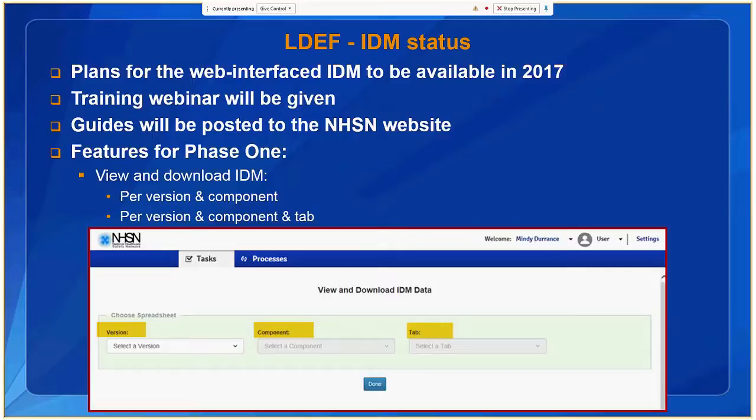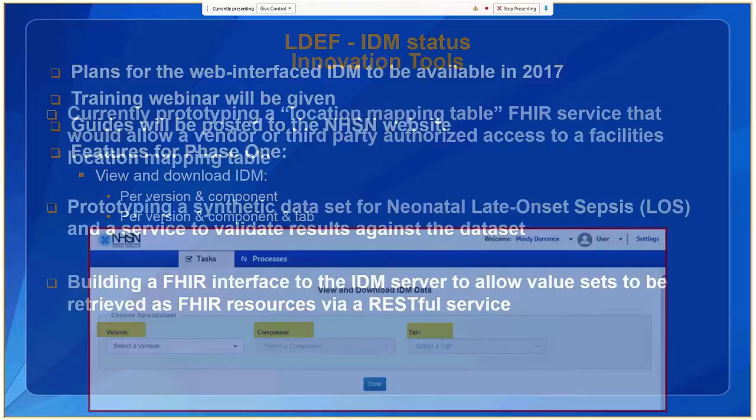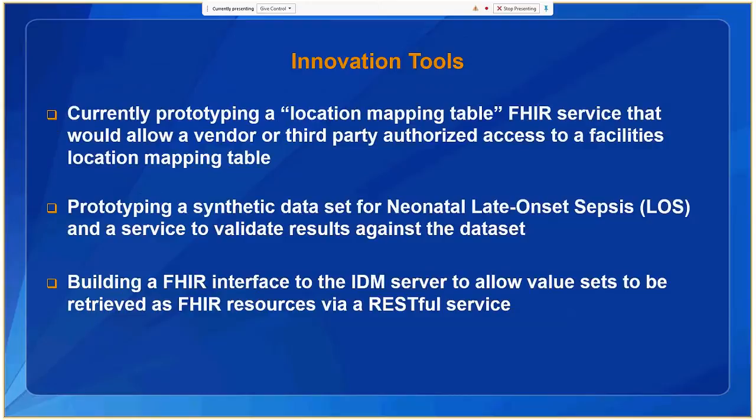It will be phase 1. It'll be to view and download. We'll have it per version and per component. And then as you can see highlighted in yellow, you can see version, component, and tab. It is going to be a little bit different. I've been combining several different IDMs into what I call the vendor IDM, and we'll need to include in our training where to go for different information in which IDMs. Next slide.